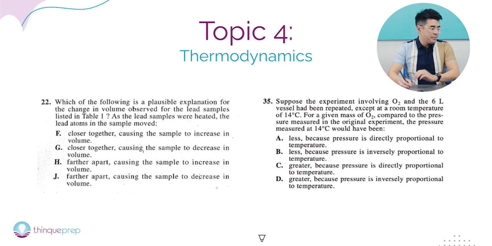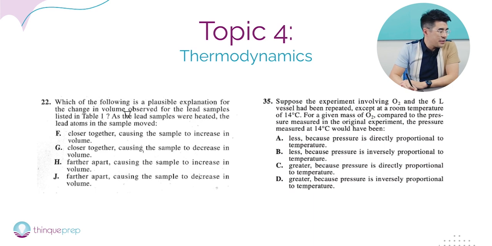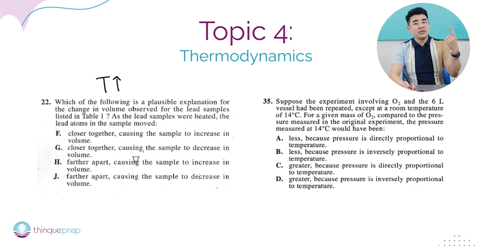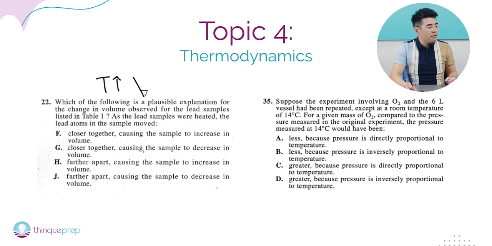So we have a couple easy questions that we just need the ideal gas law for. It says, which of the following is a plausible explanation for the change in volume observed for the lead samples listed in Table 1? Well, we don't need to look at Table 1, we just look at the answers. So it says, as the lead samples are heated, that means temperature is going up. The lead samples would move closer together or further apart. So, well, let's think about it. If temperature goes up, I think this is a logical inference that volume also goes up, but we can think back to our PV equals nRT equation, right? And we see that they're on opposite sides of the equation, so they are also directly proportional. So then it's not F or G, right?